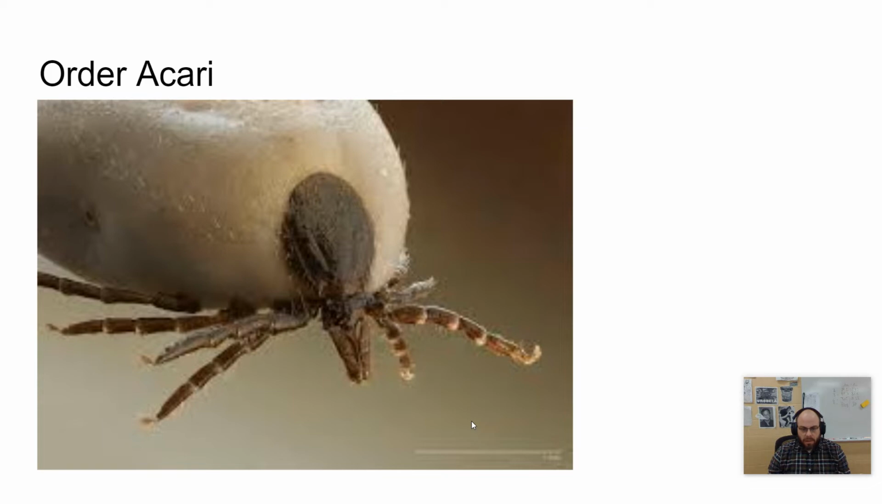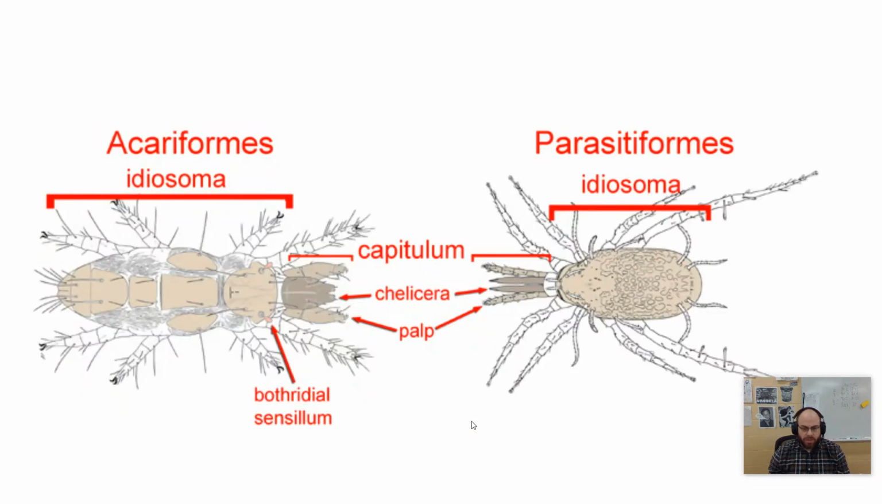They have a completely fused cephalothorax and abdomen. They have an anterior projection, so think anterior head, called the capitulum, and the chelicerae and the pedipalps are greatly used, often for feeding. Here's that capitulum that you can see. It's one of their characteristic features.